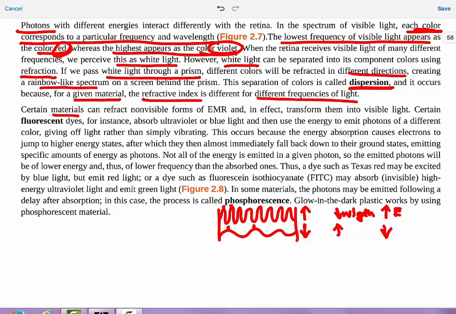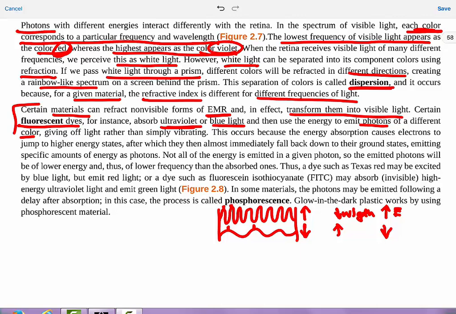Certain materials can refract non-visible forms of EMR and, in effect, transform them into visible light. So certain fluorescent dyes, for example, absorb ultraviolet or blue light and then use that energy to emit photons of a different color, so giving off light rather than simply vibrating. So we're moving from just the visible light now to different forms of EMR that then can be transformed into visible light.